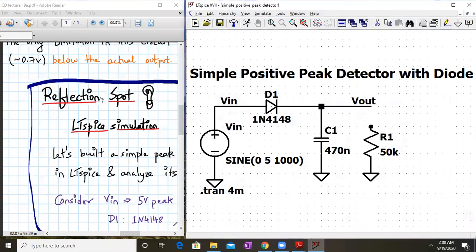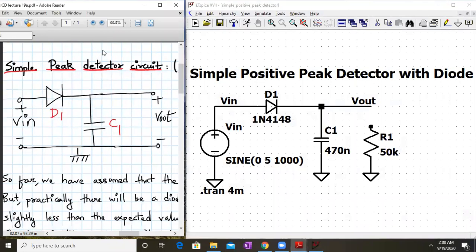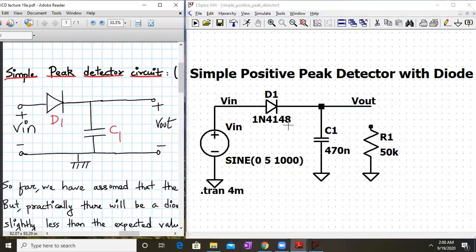The circuit is already made for your reference. You can see this is my circuit. Diode D1 is 1N4148. Capacitor C1 is 470 nanofarad. Here we are not connecting this resistor, so don't bother about it. The frequency is 1000 hertz. Now let's simulate this circuit.